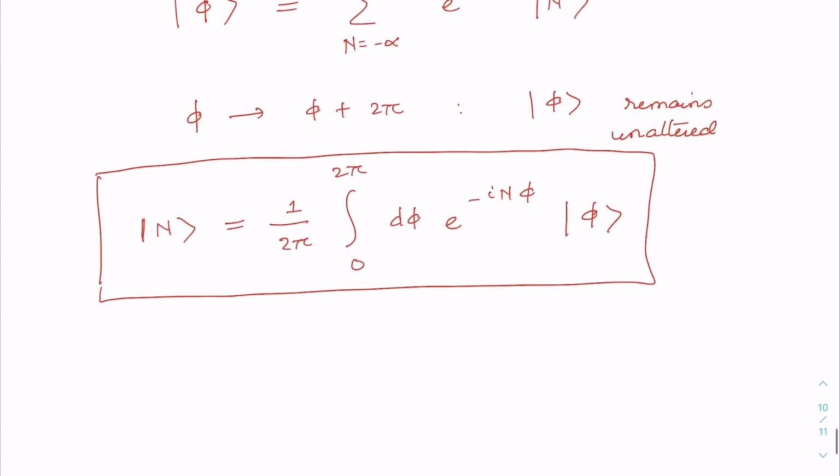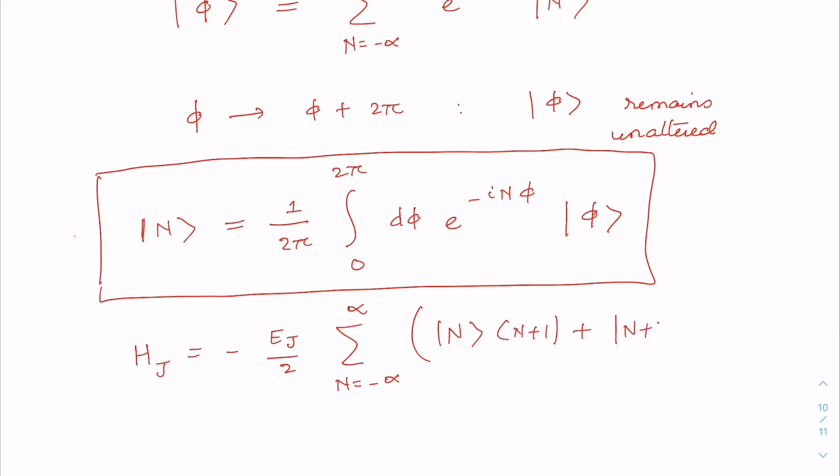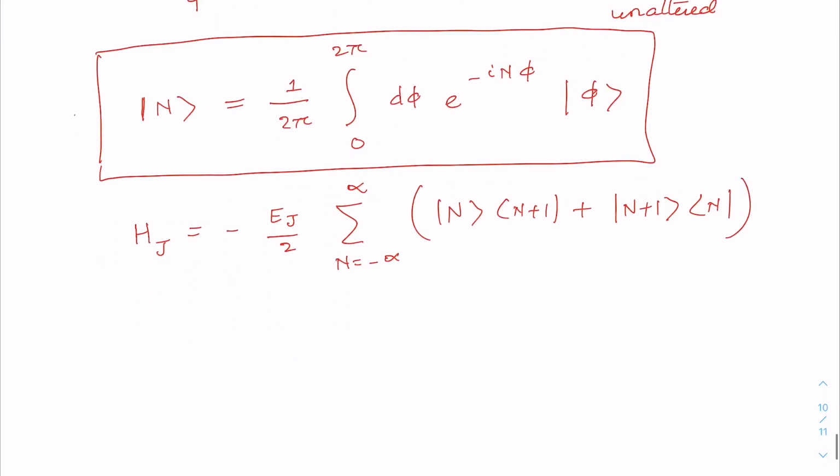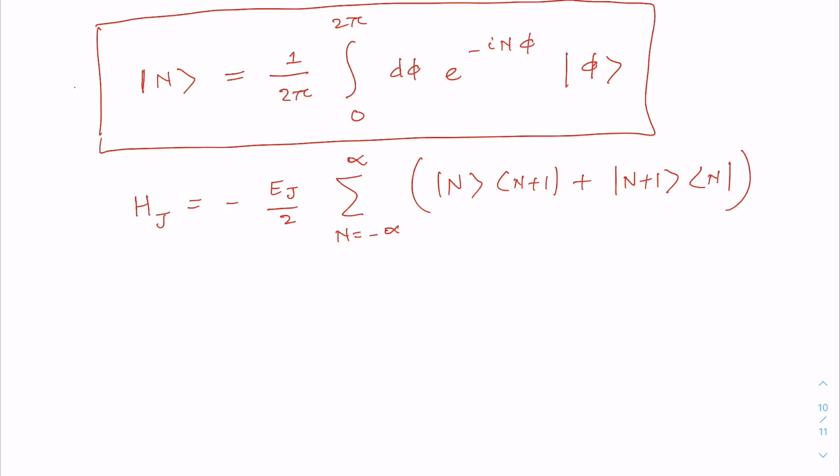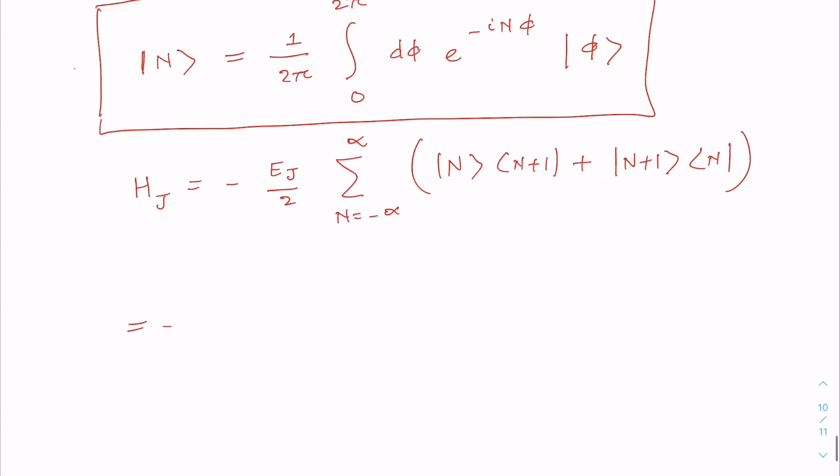Now if we utilize this expression in the Hamiltonian that we have written, H_J equal to minus E_J by 2, sum over n from minus infinity to plus infinity, and we have these terms here. This whole Hamiltonian that I have written here can be rewritten. So let me do that. Actually, this is not difficult. We can take 2 or 3 steps to show you explicitly.